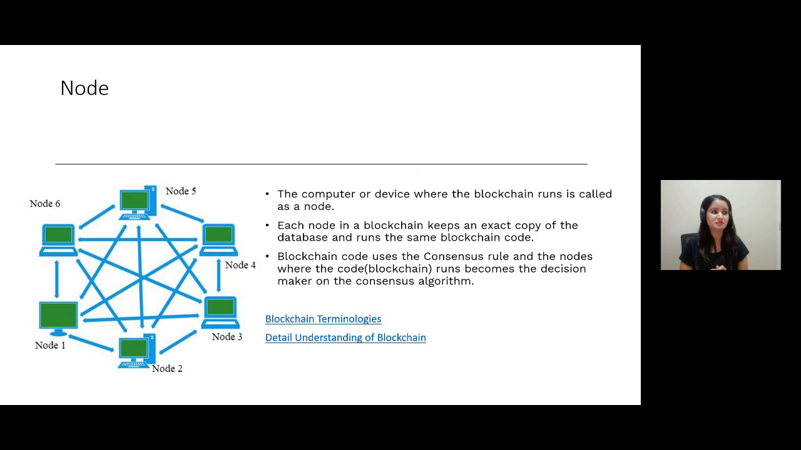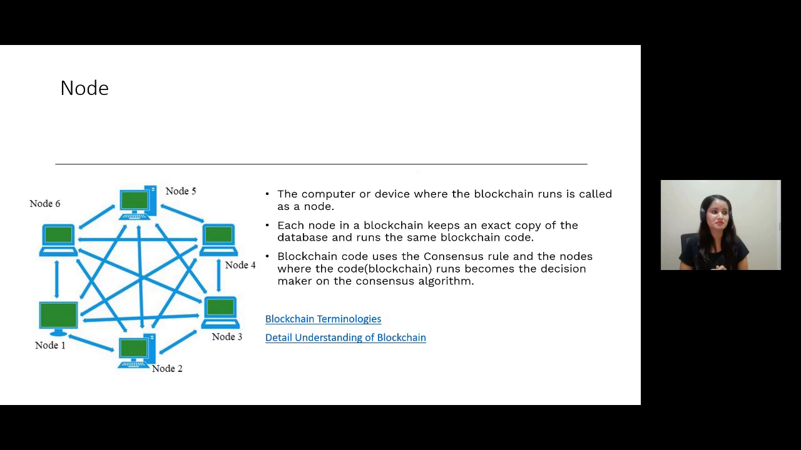Blockchain code uses consensus rules, and the nodes where the blockchain runs become the decision makers on the consensus algorithm. So when to update the entire database, or when to discard any transactions or data insertion in the database, the nodes are responsible for this. These are the decision makers on the blockchain content.